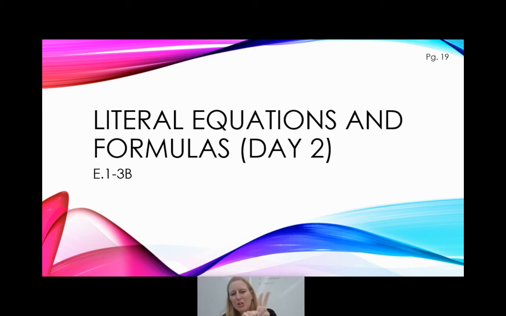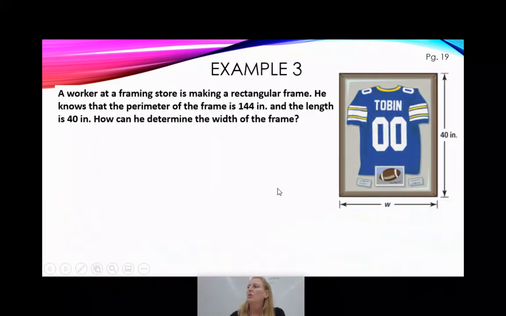So we're on day 2 of our lesson, and we're on page 19 if you have the book available. So if you'll take a look, example 3: a worker at a framing store is making a rectangular frame. He knows that the perimeter of the frame is 144 inches and the length is 40 inches. How can he determine the width of the frame?